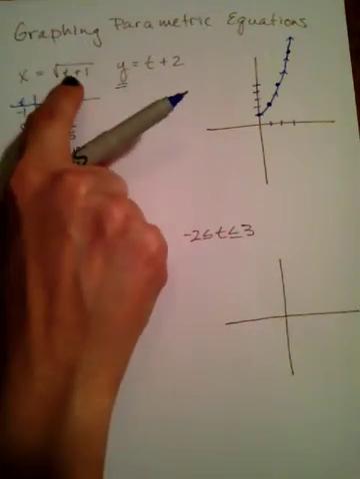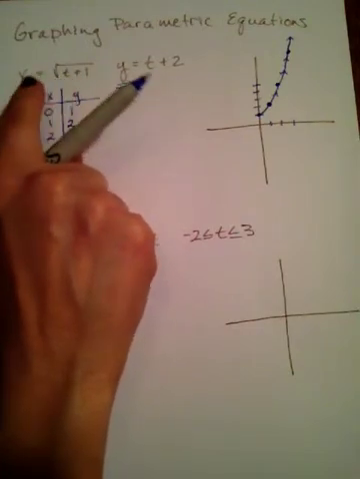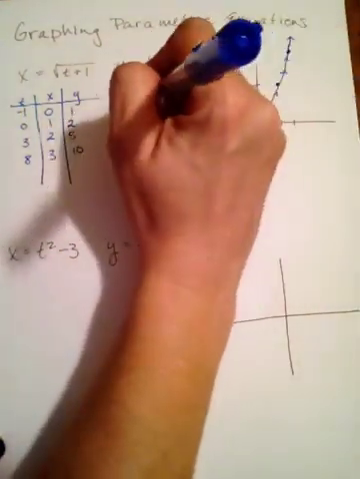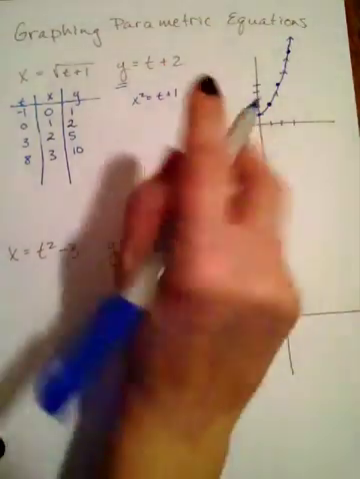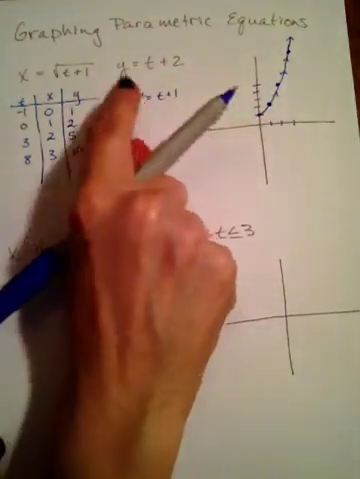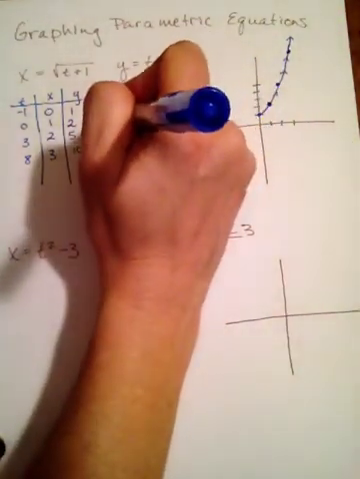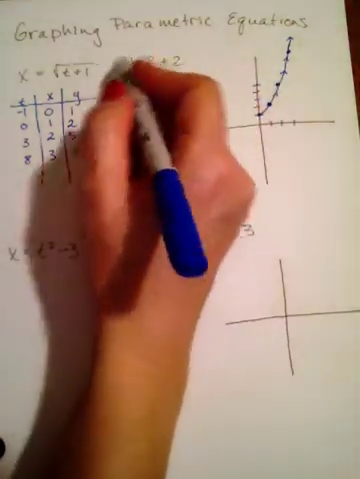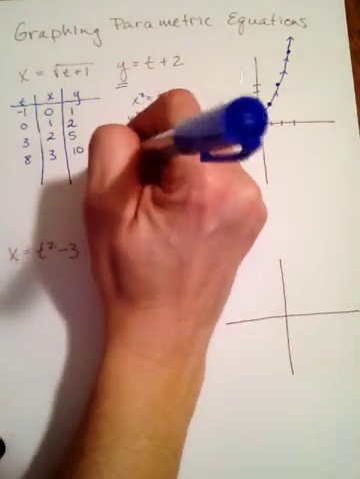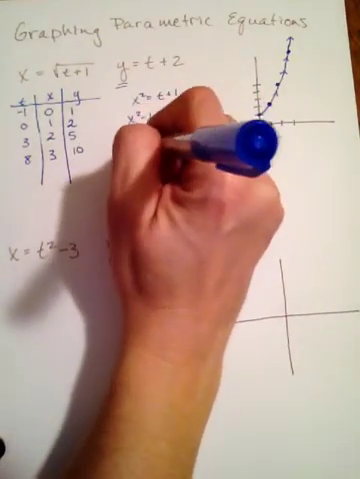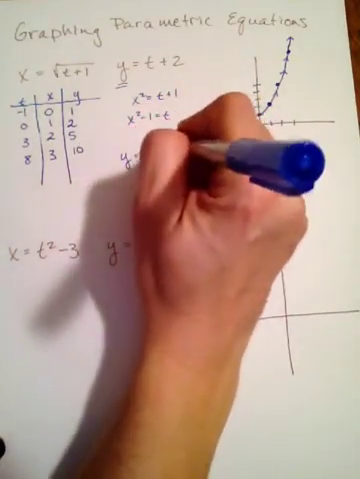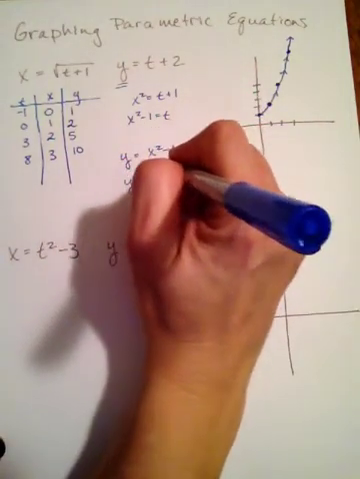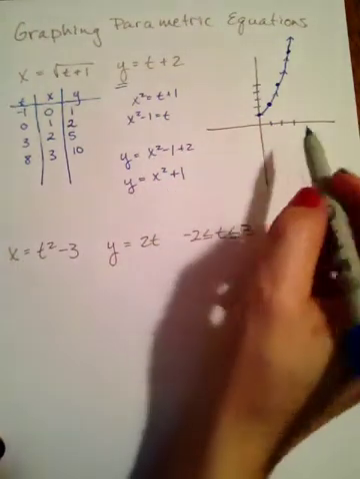So to solve for this t, the very first thing I would do is square both sides. So I know that x squared equals t plus 1. So then I'm solving for t, so I'll subtract 1. So x squared minus 1 equals t. And now I can substitute into this equation here. So I'd say y equals x squared minus 1, that's the t, plus 2. Or y equals x squared plus 1, which should make sense.